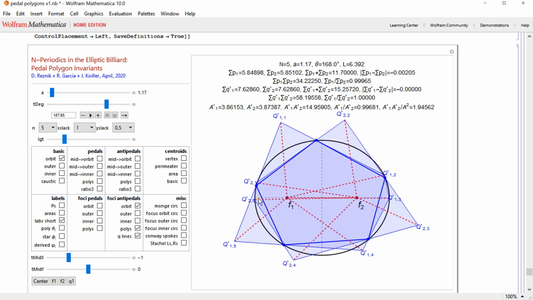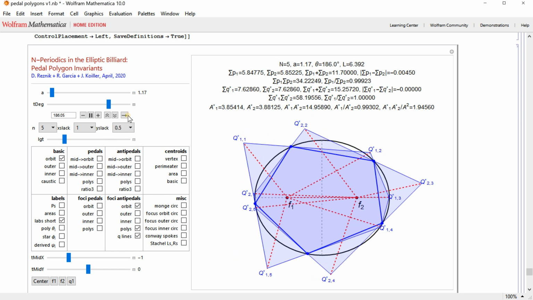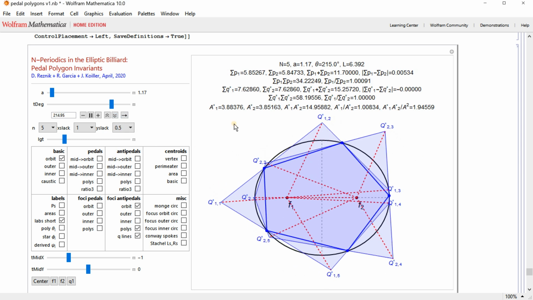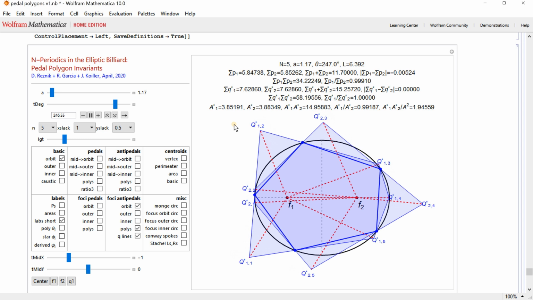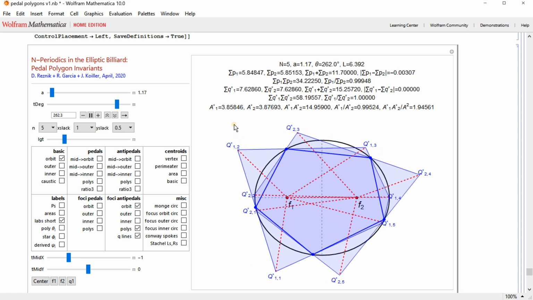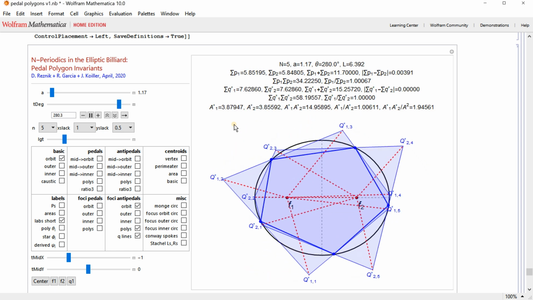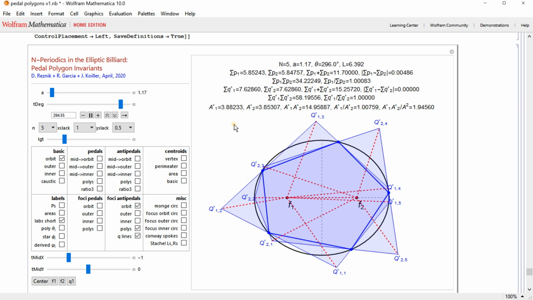Now I'm drawing the antipedal polygon with respect to F1, and I'm drawing those lines that connect a focus to the vertices of the antipedal on one side, and I'm drawing a second antipedal polygon with respect to focus 2. And I can animate these two, and we get this kind of situation here, n equals 5. So the two antipedal polygons are dissimilar. They're not symmetric, they're not similar in any shape or form.